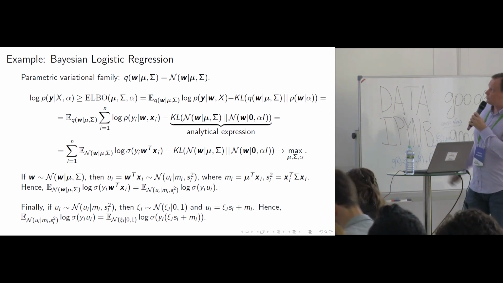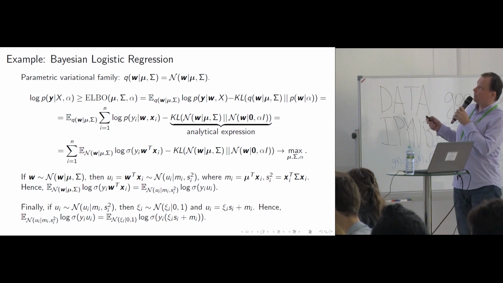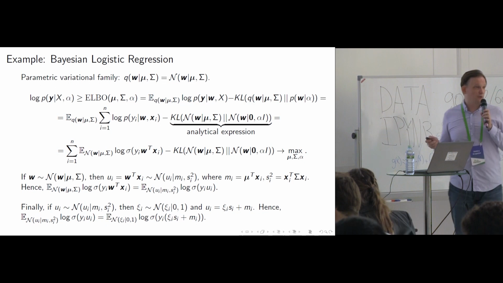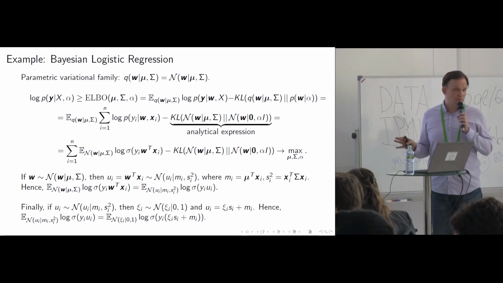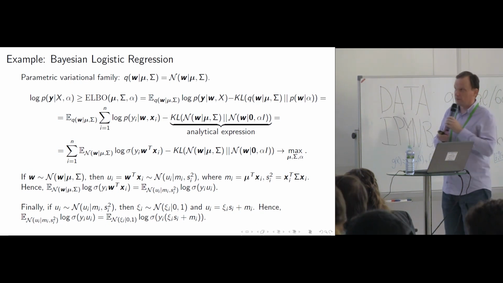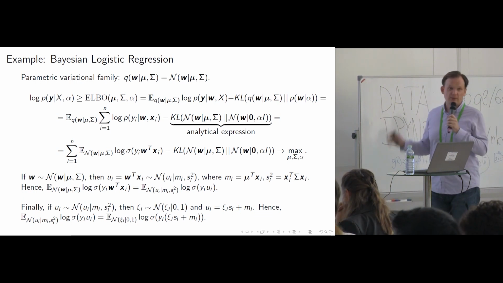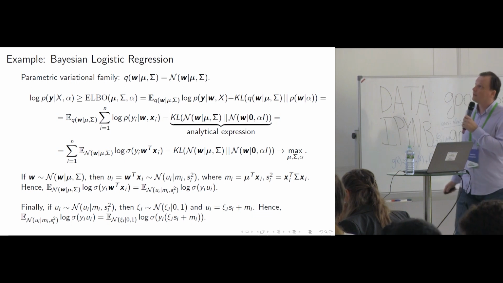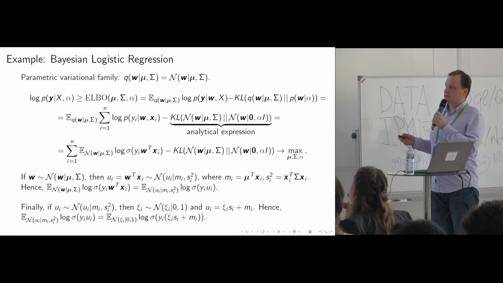Okay, we have these two terms. The second term is just a KL divergence between two multidimensional normal distributions. And this thing can be just calculated analytically. There is a closed form for this expression. So here we just write down something very simple. The more interesting part is actually here.